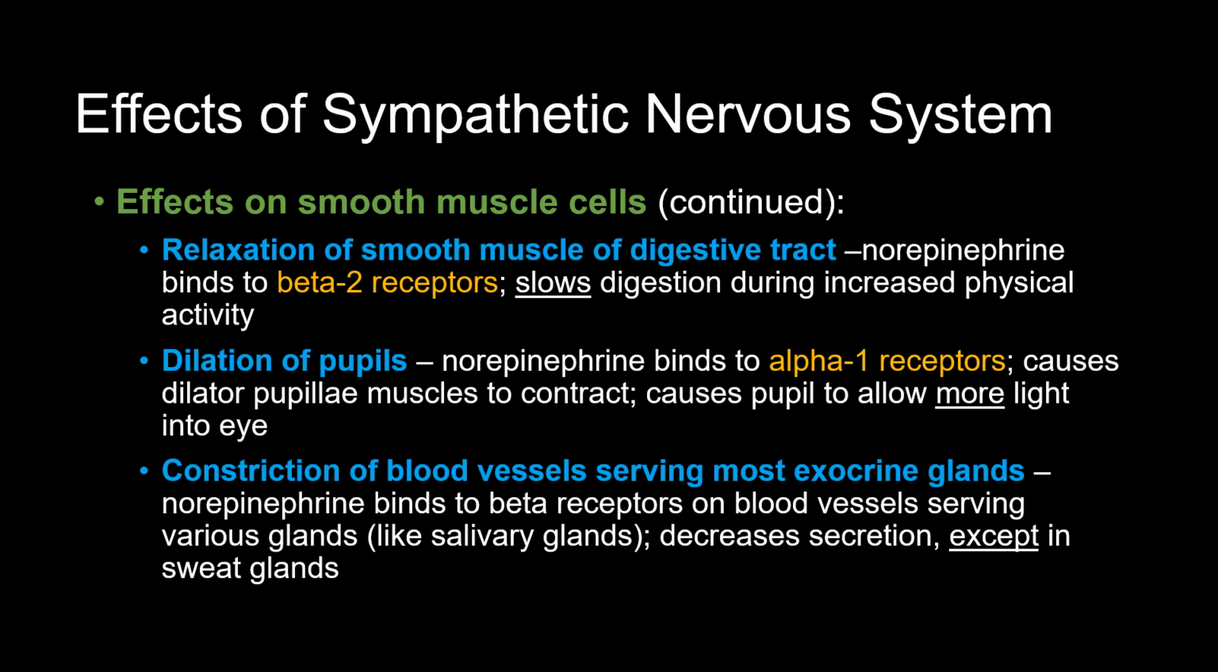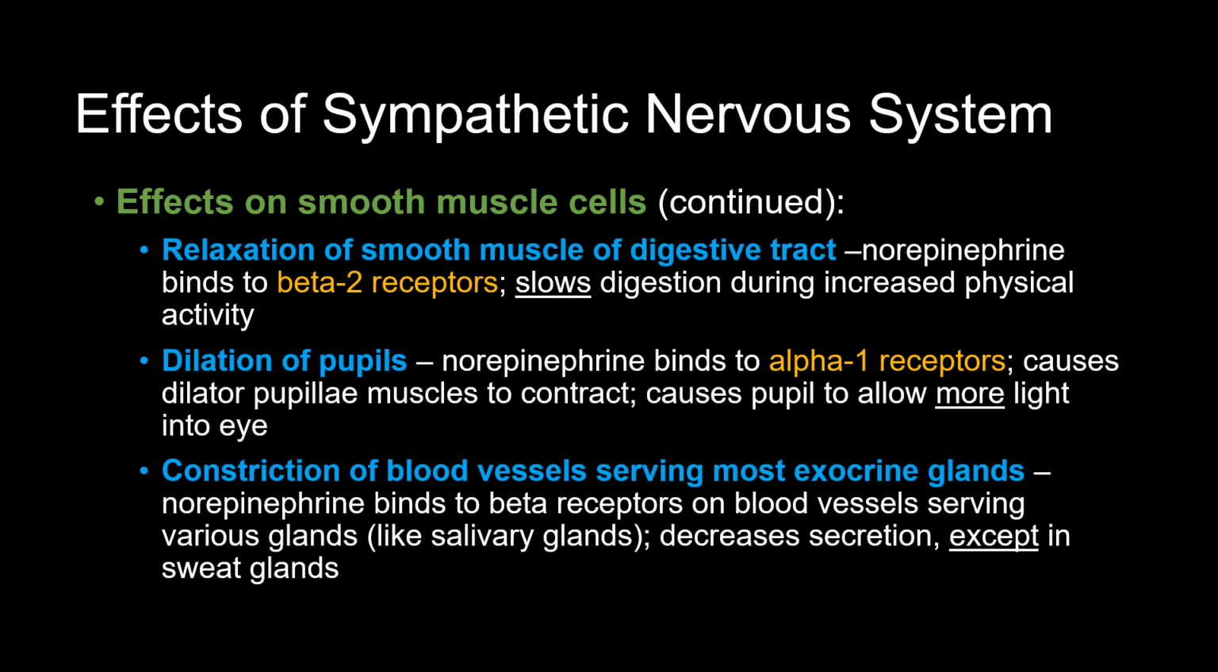Your pupils will also dilate. The dilator pupillae muscles are innervated by sympathetic nervous system neurons. And when norepinephrine binds to the alpha-1 receptors on these muscle cells, it causes them to contract, which dilates the pupils, allowing more light to enter the eyes.